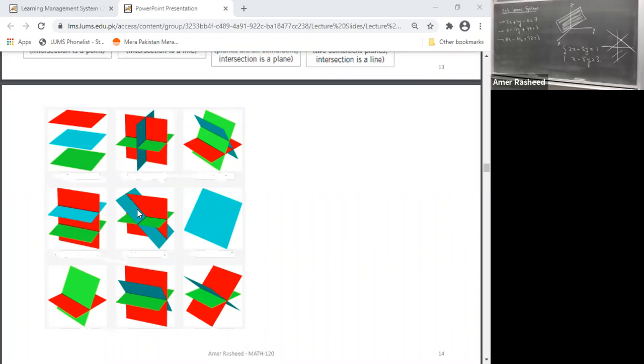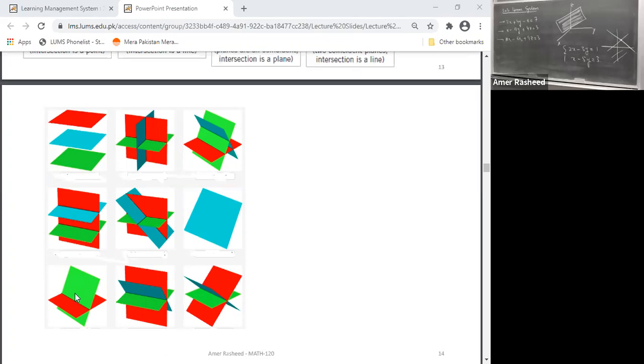Line 2, case 2, three planes are intersecting at a single point, which is in the middle here. So in this case, the 3 by 3 system will have a unique solution. In the second line, third case, all three planes are parallel, and they are on top of each other, which means there is only one plane. In this case, there will be infinitely many solutions because all three planes are intersecting at infinitely many points.